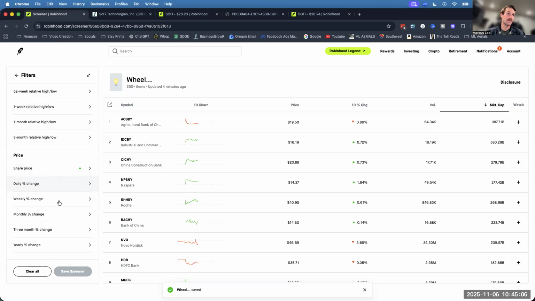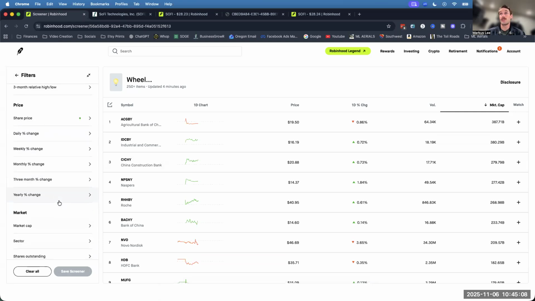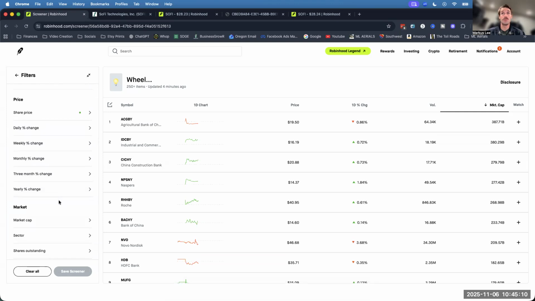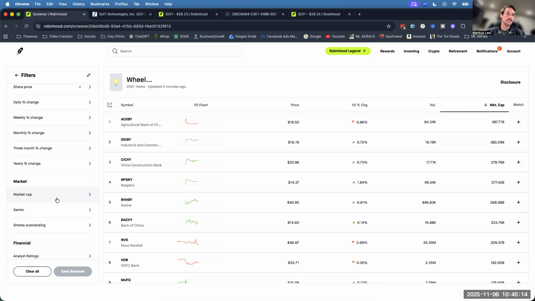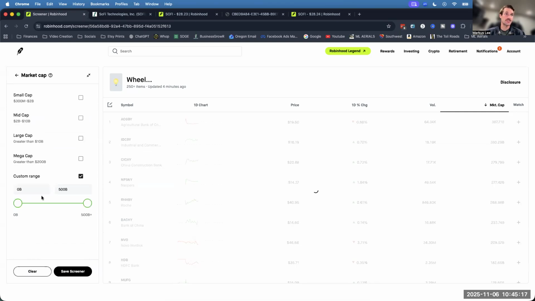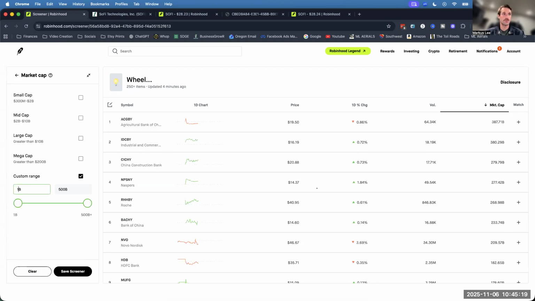I'll go back here, and that's the first thing I like to change. Share price is very important. You don't want positions over $5,000 per position, right? Next is market cap. I like to change this to at least $1 billion or higher. So I'll go 1 billion to 500 billion plus, save that.